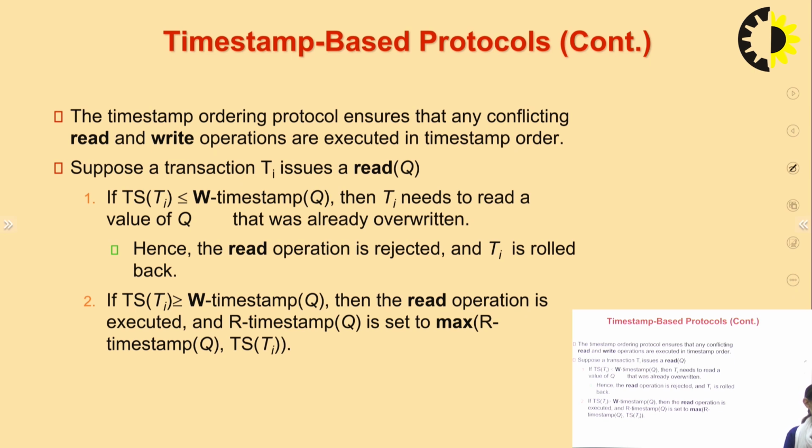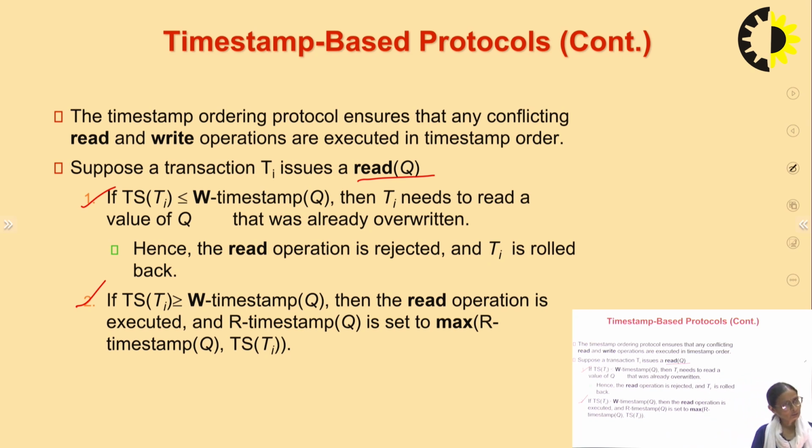The timestamp ordering protocol ensures that any conflicting read and write operations are executed in timestamp order. That is, all your conflicting instructions should be executed in timestamp order. Suppose a transaction Ti comes and it wants to read the data item Q. Then these two conditions need to be checked.